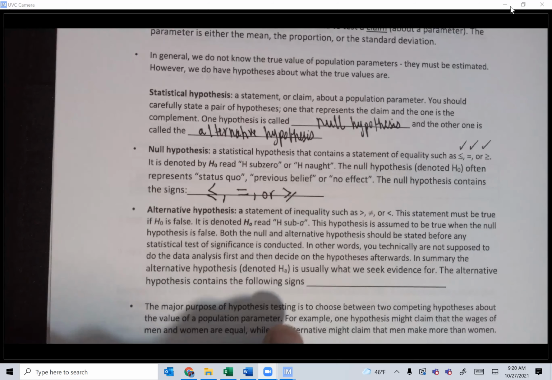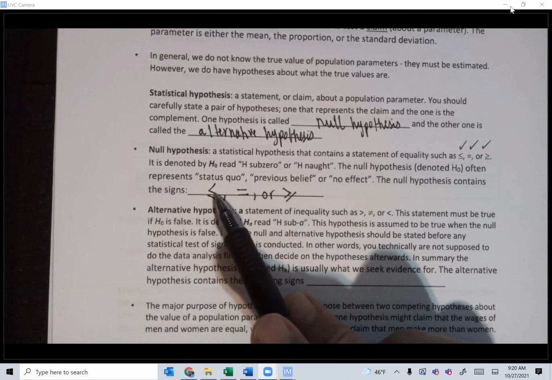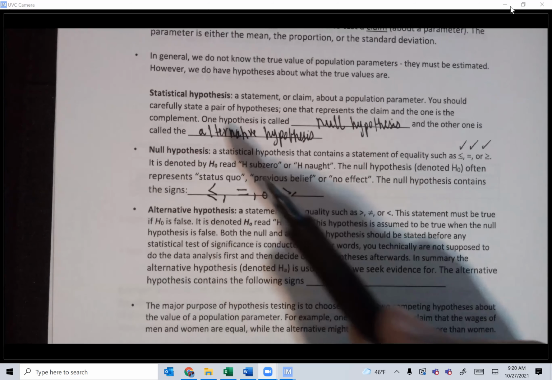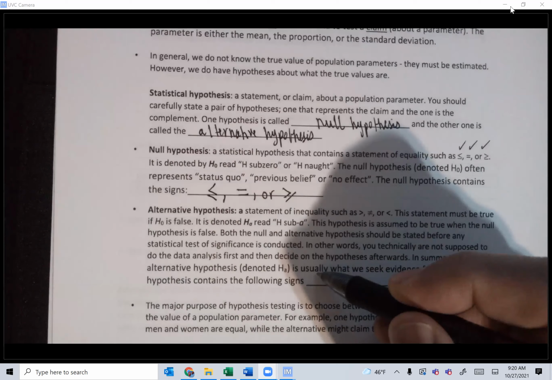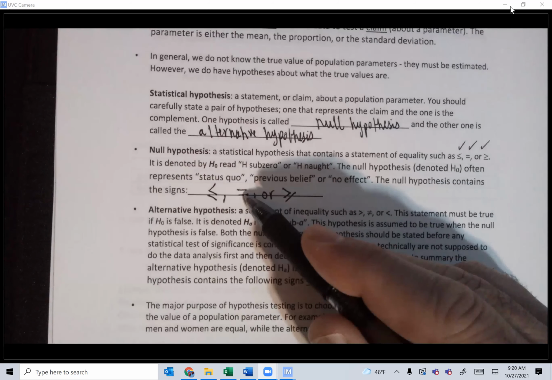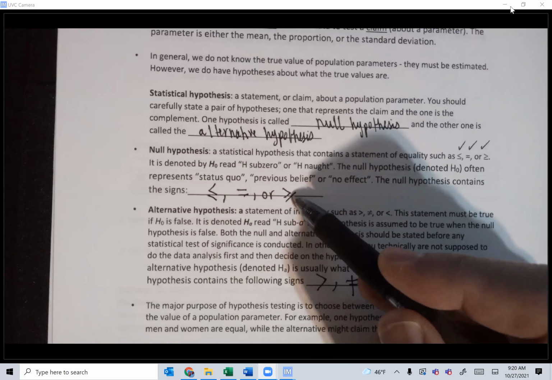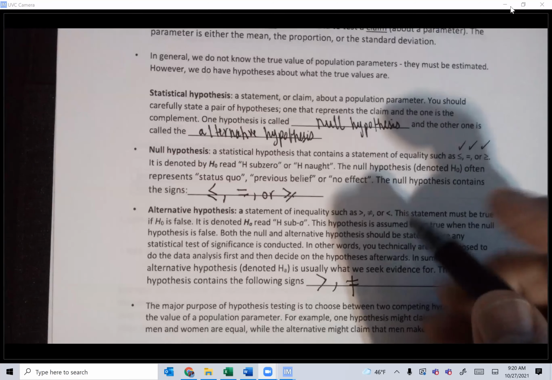So the alternative hypothesis contains the following signs. And remember, guys, when the null hypothesis has less than or equal to, the alternative will have a greater than. When the null hypothesis has equal, the alternative will have not equal. When this is a greater than or equal, then this one will be less than.